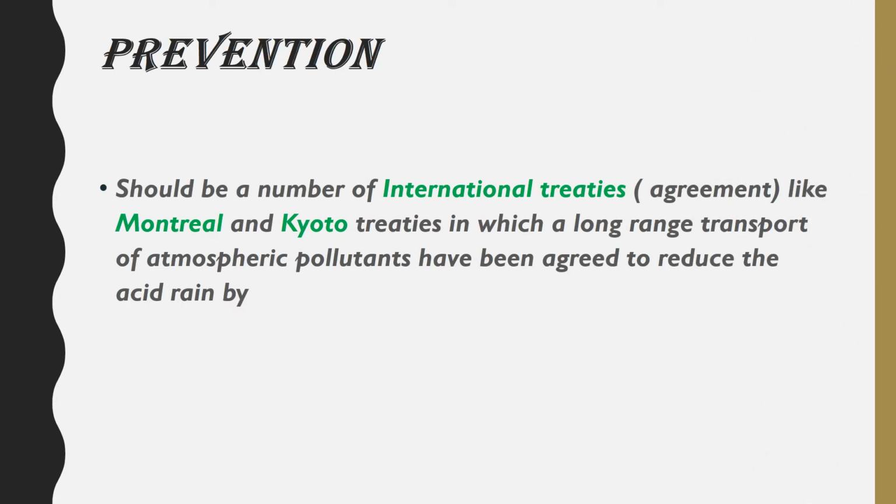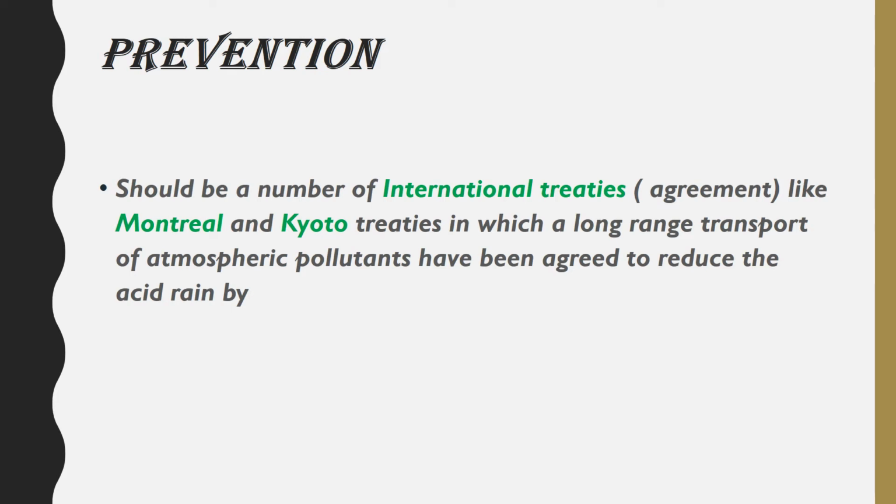Prevention of acid rain. How can we prevent it? There is just only one way to prevent it, and that is international treaties. International treaties is a term used for agreement among the countries on international level. So there should be a number of international treaties among the countries, among the big cities of the countries, between two countries, between two cities, huge cities.